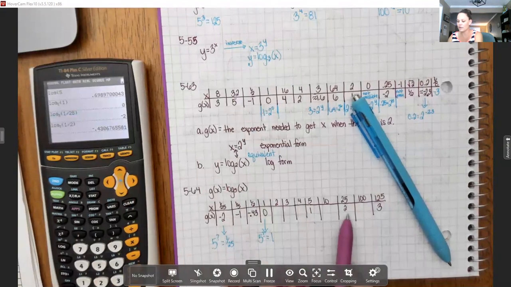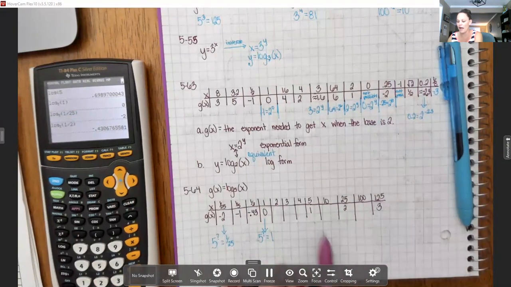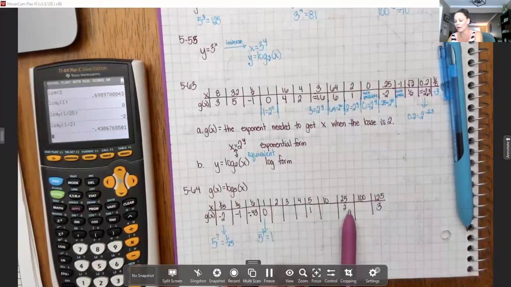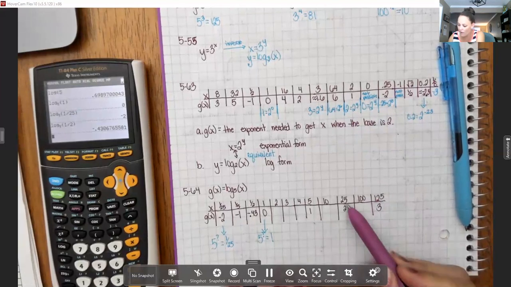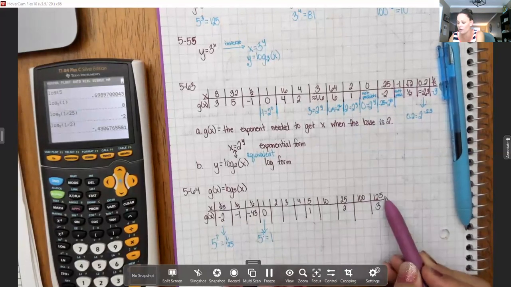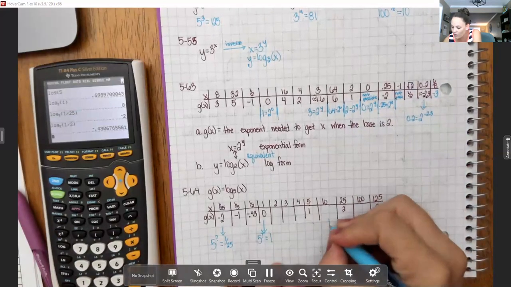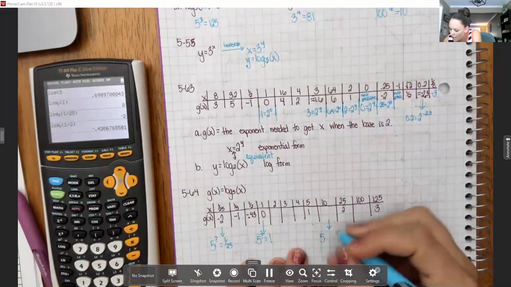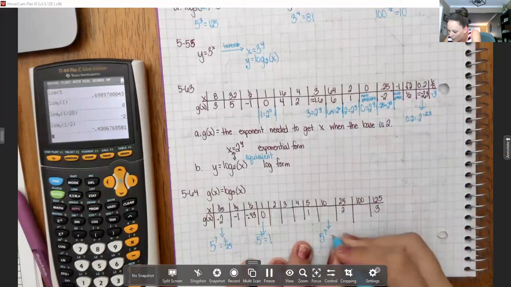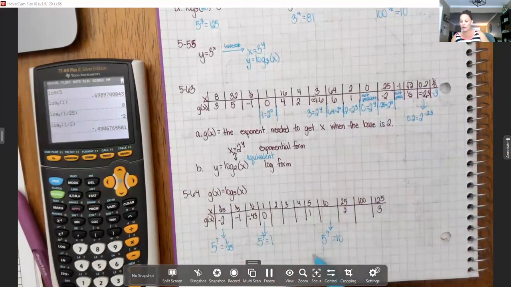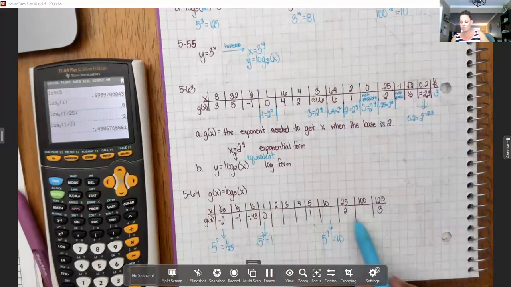So notice these ones are filled in because they're multiples of 5. Or not multiples of 5, I'm sorry. They're multiples of 5, yes, but they're how many times you multiply 5 together. 5 squared is 25. 5 cubed is 125. Don't be confused here with the 10. You're asking yourself with the 10, 5 to what power equals 10? So it's how many 5s do I have to multiply together to get 10? It's not 2. It's not 5 plus 5. 5 times 5 is 25.